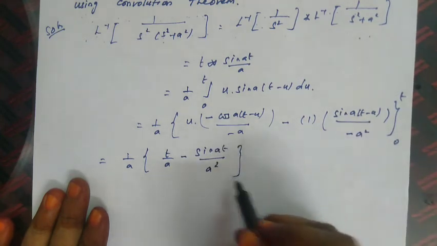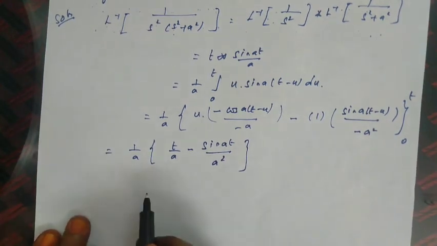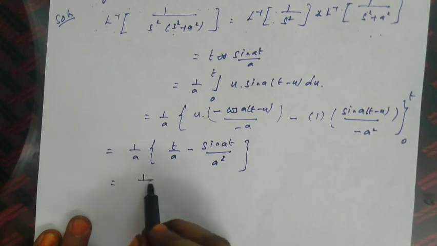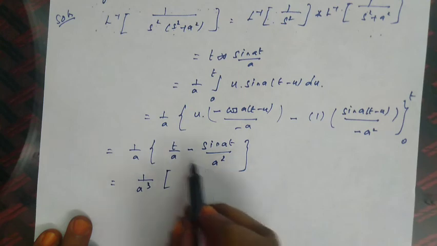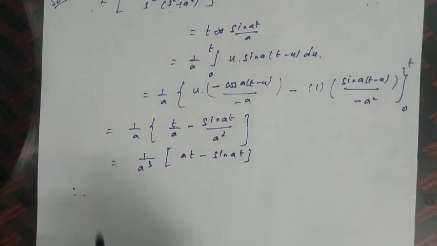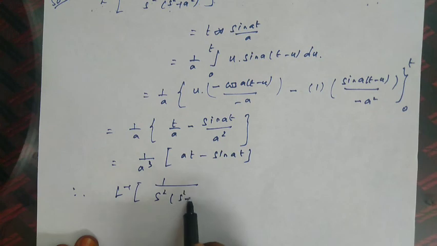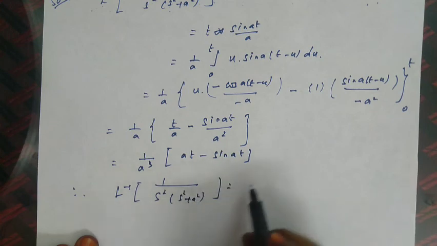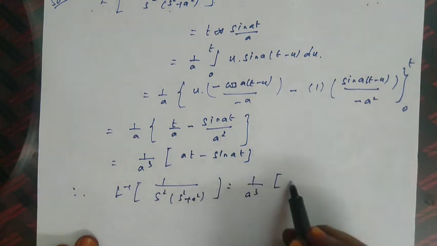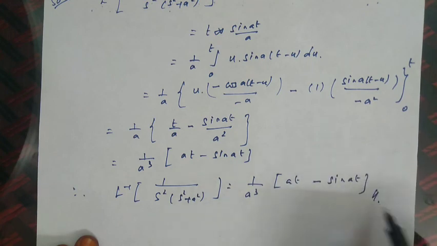So now we have applied the limit also. So we can simplify this. We can take the a square, so 1 by, already one a is there, so we can write it as a cube, and here it is at minus sin at. So L inverse of 1 by s square into s square plus a square equal to 1 by a cube into at minus sin at. This is the answer for the second question.